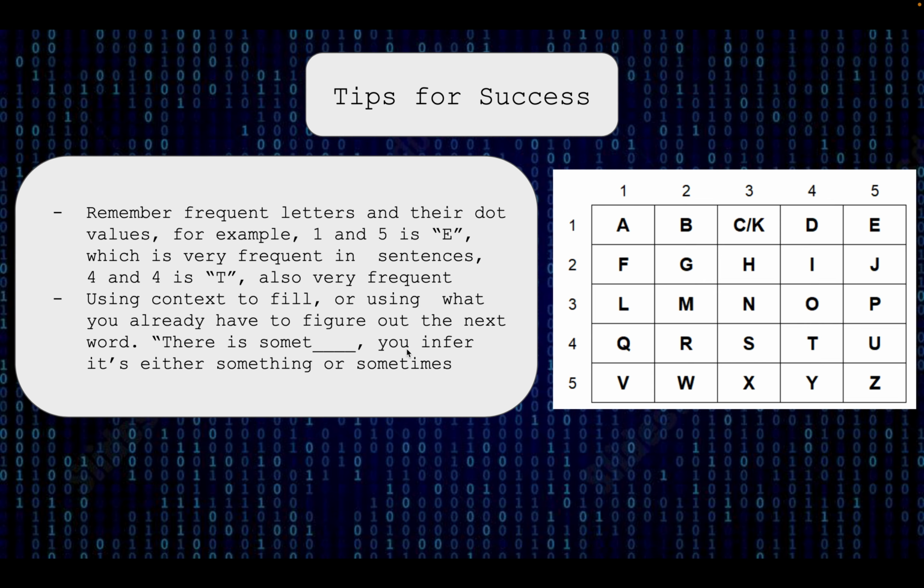T and E are very frequent letters and frequent words that come during sentences. Another tip is using context, or using whatever you already have, to figure out the next word. For example, if you have "there is some tea", then you can infer that it's either something or sometimes, because everything else doesn't really make sense. And something is really common.